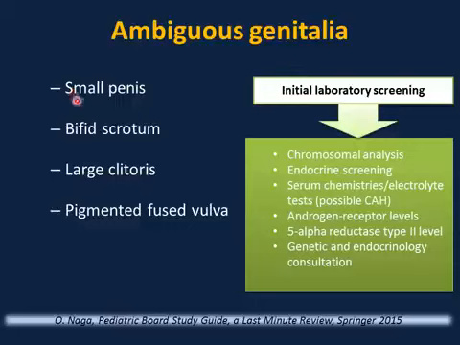Ambiguous genitalia. If you have an infant with a small penis or microphallus, after you measure it, as we mentioned before, a bifid scrotum, large clitoris, pigmented fused vulva: initial laboratory screening, chromosomal analysis, endocrine screening, serum chemistries and electrolytes for possible congenital adrenal hyperplasia, androgen receptor level, 5-alpha reductase type 2 level, genetic and endocrinology consultation.